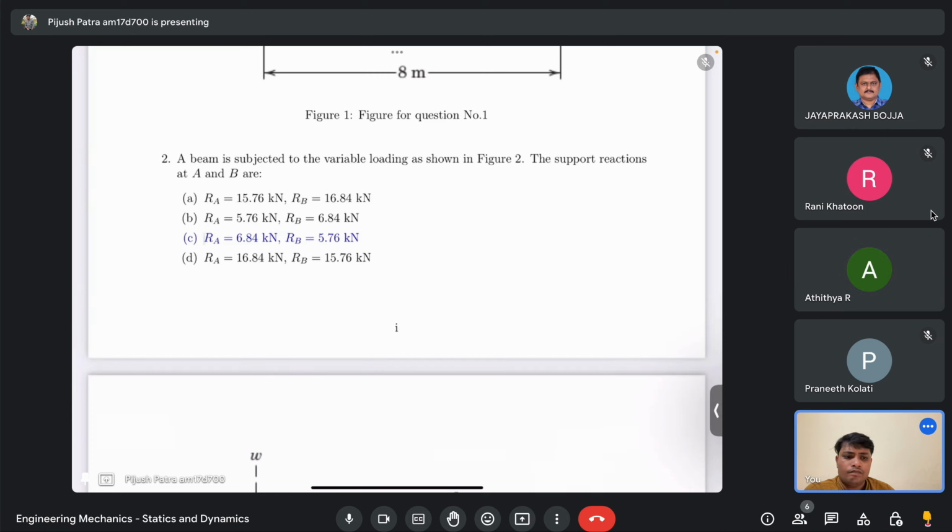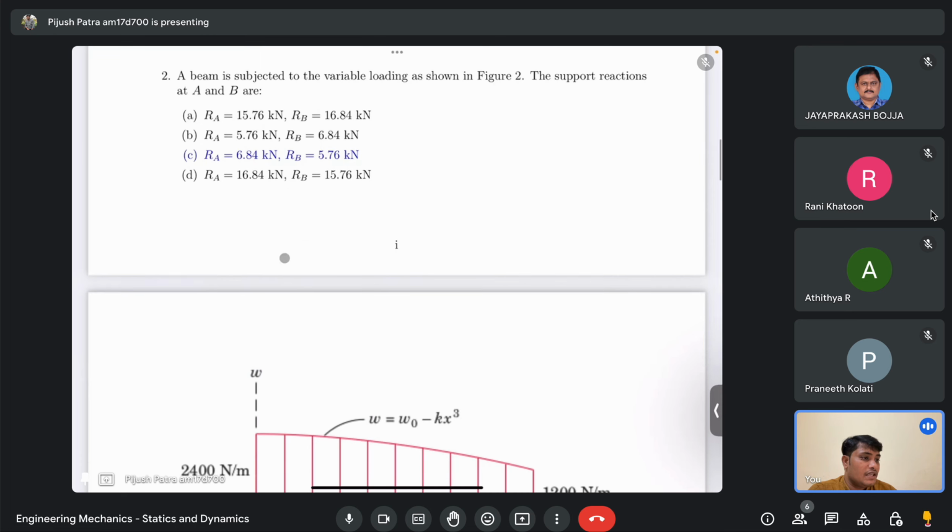Mm, okay, but I can't see that. Am I able to see that? Many of them also posted in the discussion forum. Yeah, but okay, let me go through the solution for problem 2, then I'll see what the correct answer is.